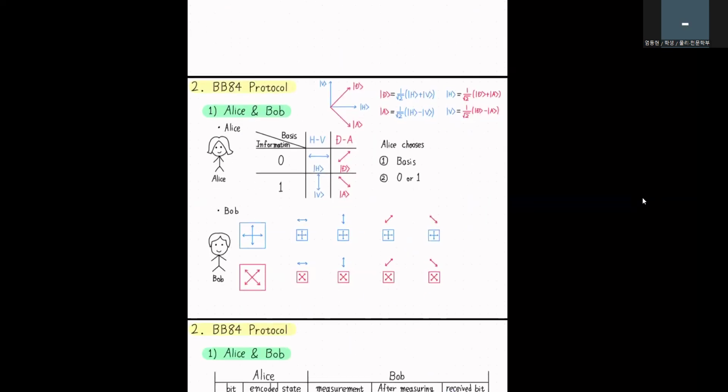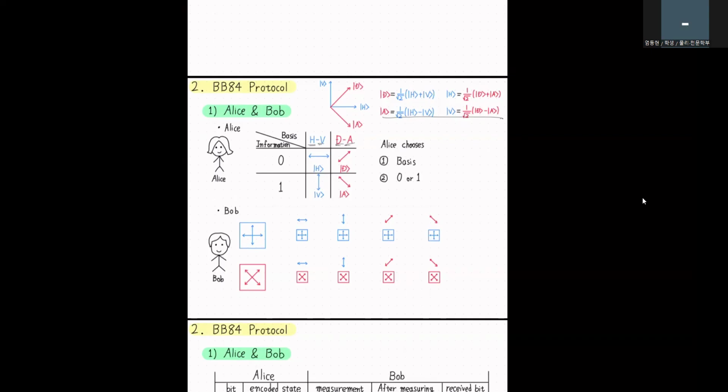So the BB84 protocol basically uses two different bases to encode 2 bits, 0 or 1. So let's say we have two different bases, the horizontal and vertical bases, and the diagonal and the anti-diagonal bases, defined as follows.